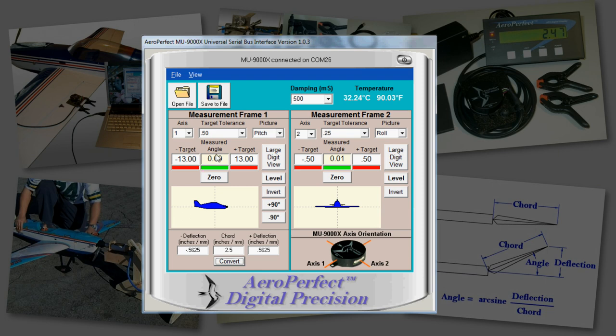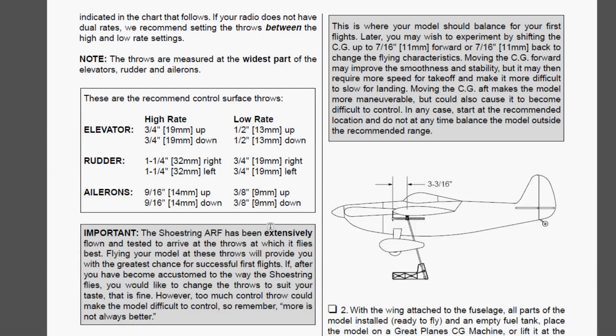windows. Later, we will be setting the endpoint adjustments on our transmitter so that the aileron moves plus and minus 13 degrees. It's important to note here that we could have used millimeters instead of inches for the manufacturer's recommended control throws. In that case, we would measure the width of the control surface in millimeters. Once the numbers are entered as millimeters, clicking on Convert will also yield plus and minus 13 degrees for the plus and minus target angles.